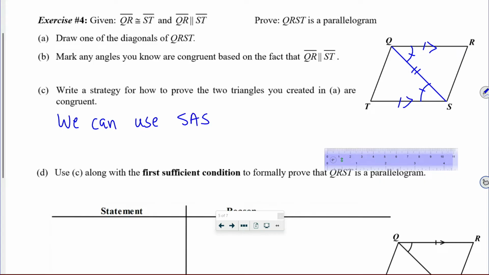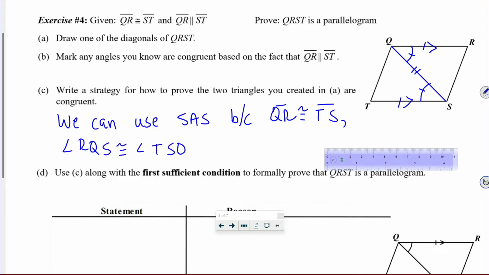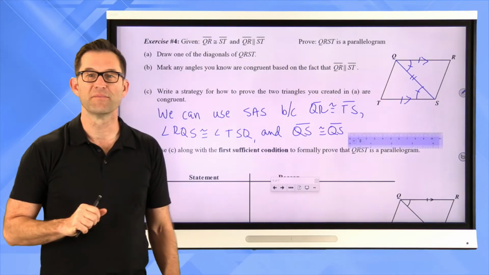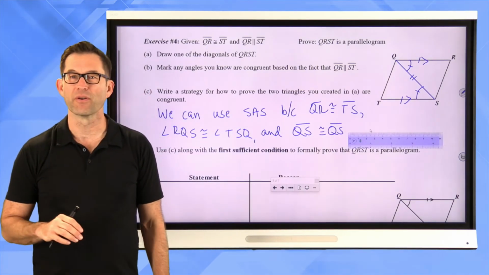side angle side because QR is congruent to TS, angle RQS is congruent to angle TSQ, and QS is congruent to itself. All right, you've seen that come up time and time again, that reflexive property thing.